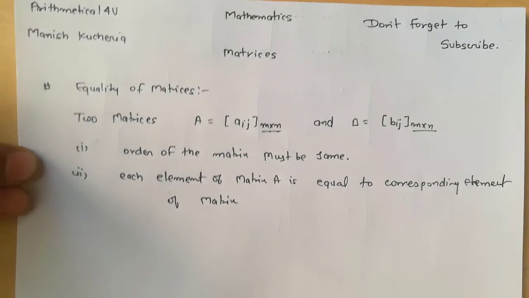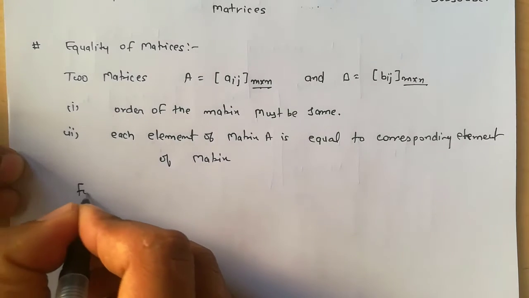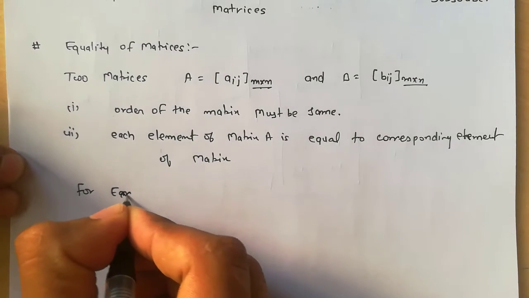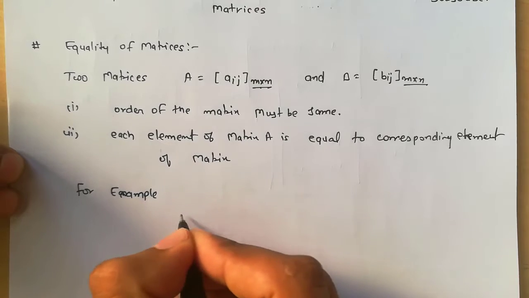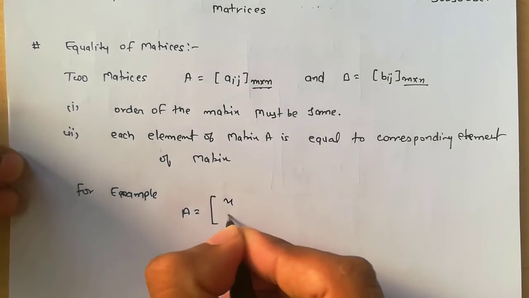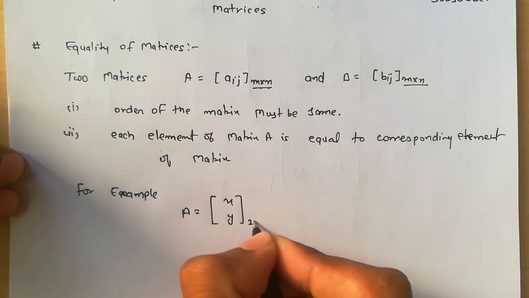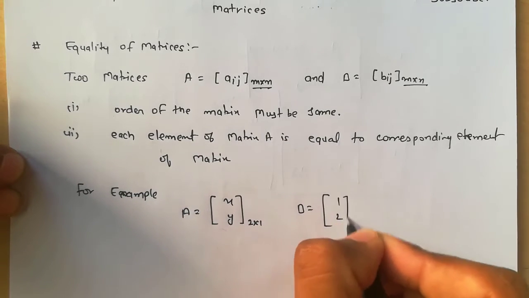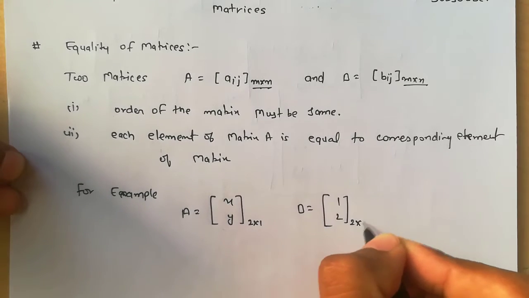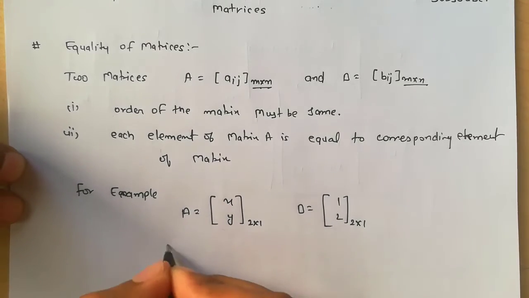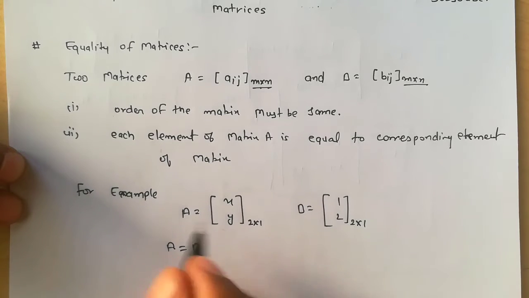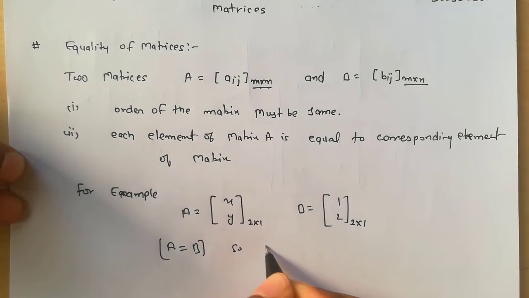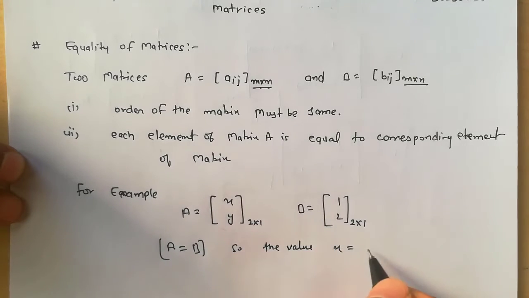For example, we have matrix A equals X and Y, of order 2 by 1, and matrix B is 1 and 2, also of order 2 by 1. The order is the same, so A equals B. So the value of X equals 1 and the value of Y equals 2.